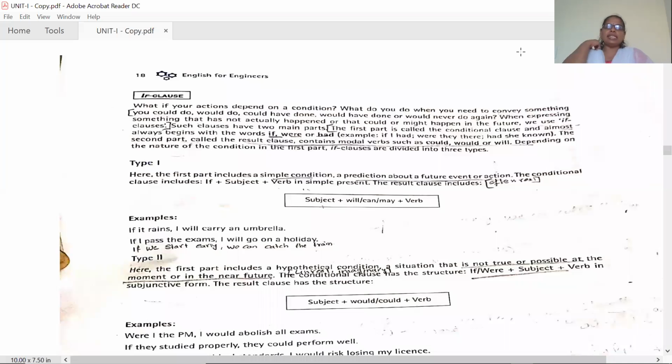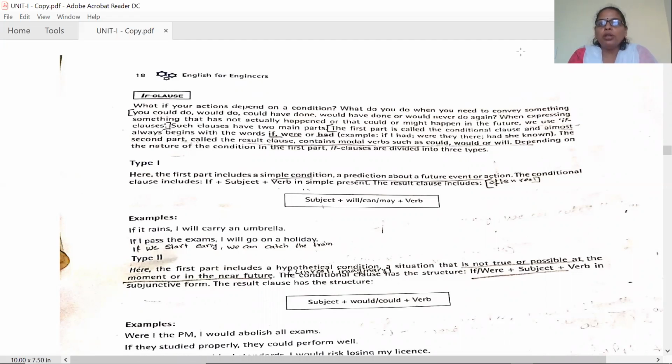So now let us go to the lesson part, the grammar part, which is very, very important when we talk about conditions. It's nothing but the if clause. What if your action depends on a condition?